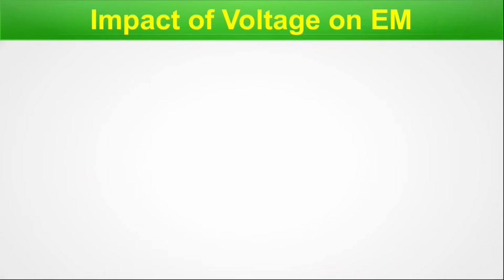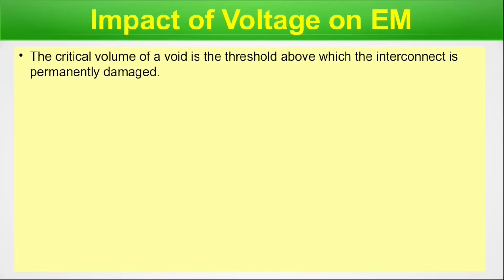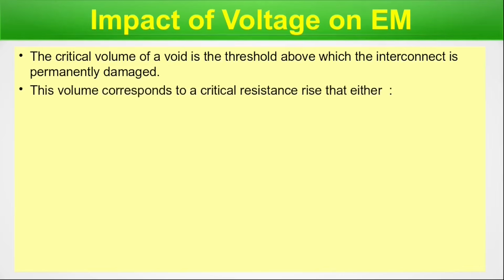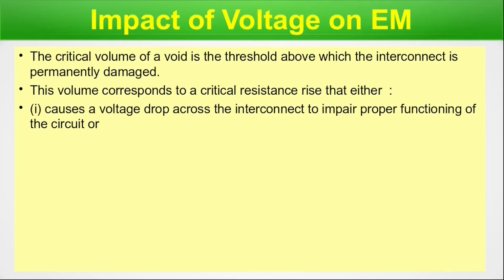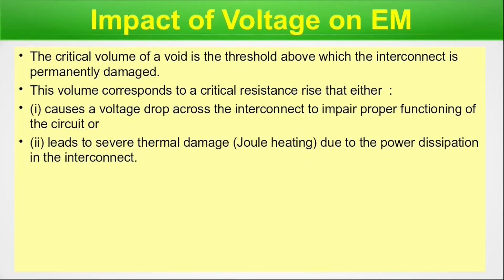Let us continue the discussion with a few more points. The critical volume of a void is the threshold above which the interconnect is permanently damaged. This is very much clear. The volume corresponds to a critical resistance rise for either of two conditions. Let us see those two. First, it causes a voltage drop across the interconnect that impairs proper functioning of the circuit, or it leads to severe thermal damage arising from Joule heating due to the power dissipation in the interconnect.